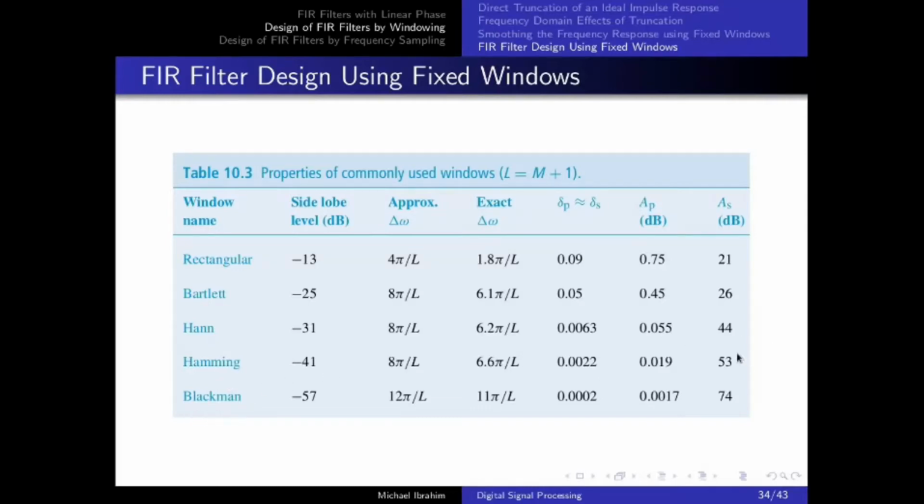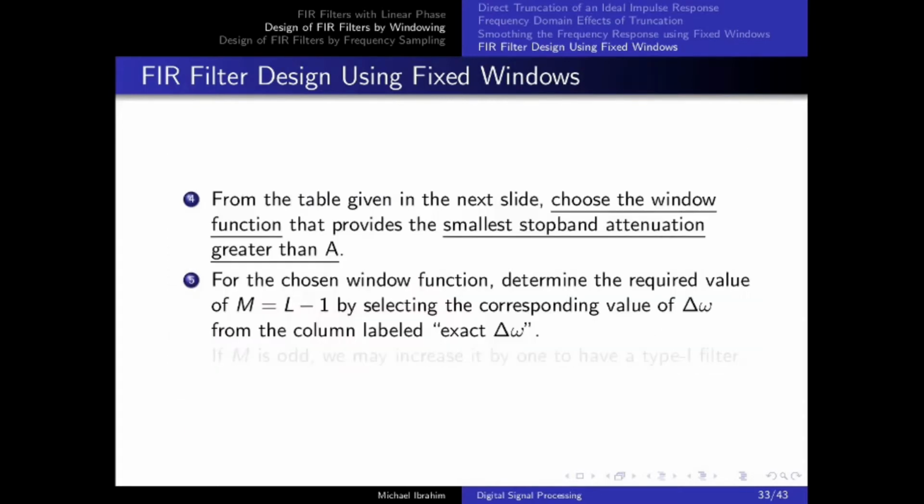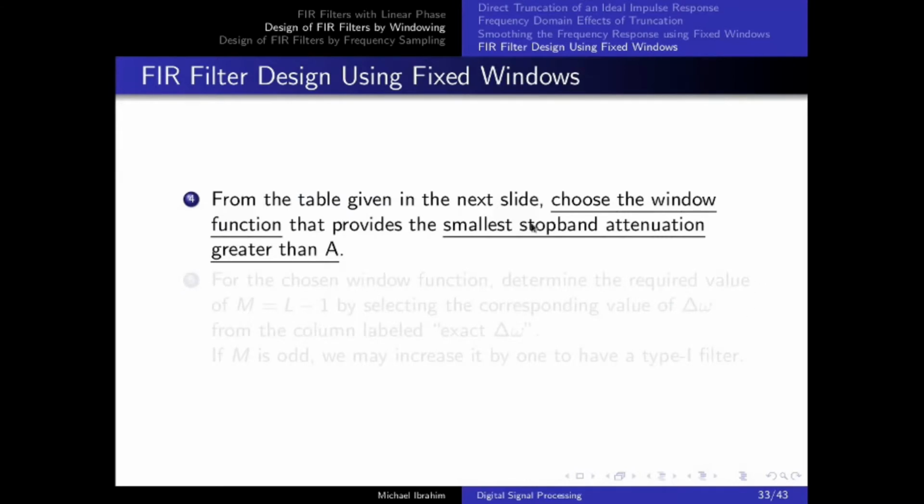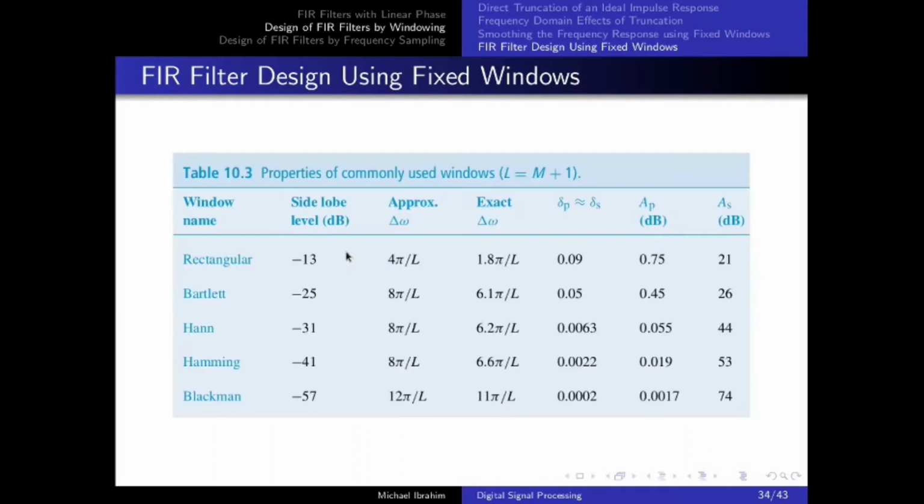Both windows will give us a stop band attenuation of 53 and 74, which are larger than the 50 decibels we want. That's why, if we go to the statement, it was a bit confusing over here, we choose a window which provides the smallest stop band attenuation greater than A. So in this example, A was 50 decibel. First step, we'll find which windows will provide us with a stop band attenuation greater than A. In our example, we have 50 decibel, so we can choose either the Hamming or Blackman.